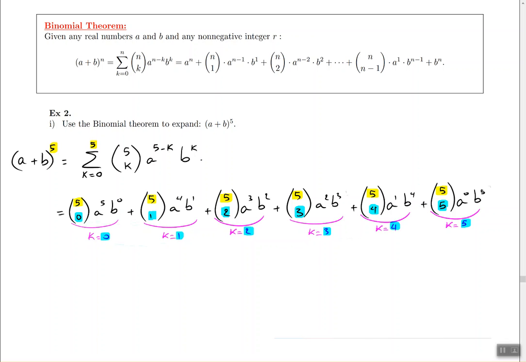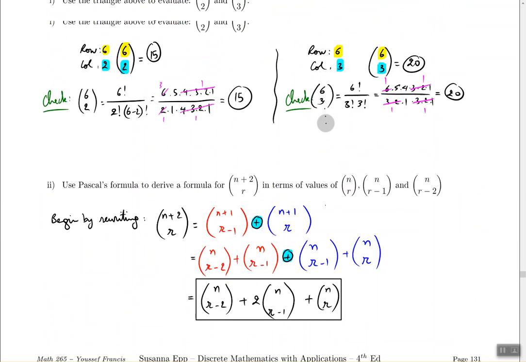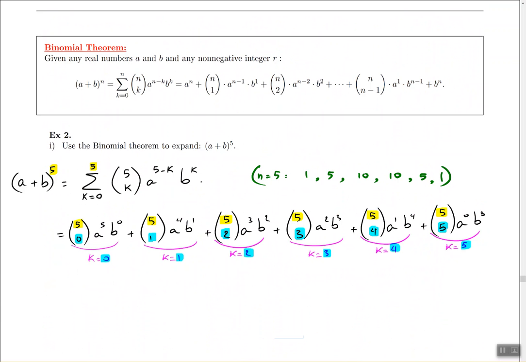Now we need to figure out what 5 choose 0, 5 choose 1, 5 choose 2 are, and so on. So what I'm going to do is go to this page and look at the 5th row and copy the numbers there. So 1, 5, 10, 10, 5, 1. Those values will go in place of my 5 choose 0, 5 choose 1, and so on and so forth.